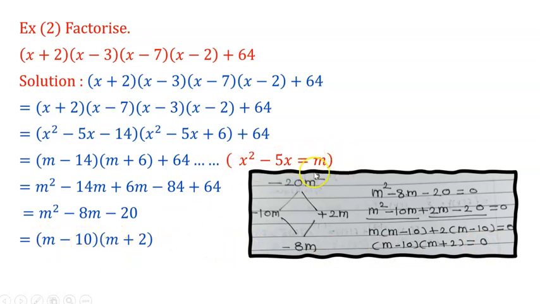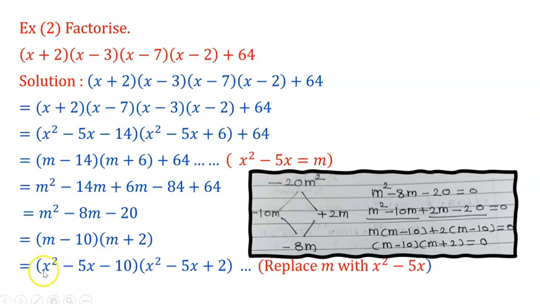Now replace the value of this m. What is the value of m? M is x square minus 5x. Okay, replace here x square minus 5x minus 10. Again we can factorize this. Can we factorize? Okay, x square minus 5x minus 10 and x square minus 5x plus 2. We cannot factorize it, and hence we keep it as it is.